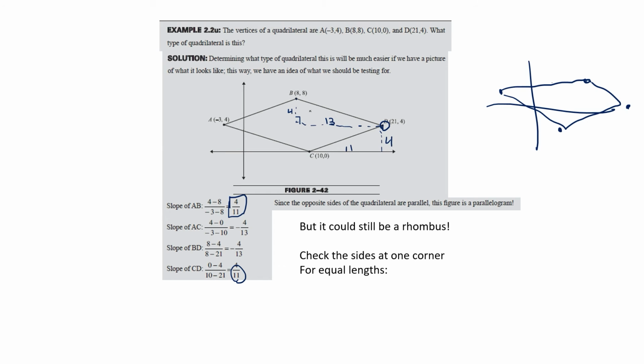So because these two side lengths are 4 and this is 13 and 11, we can tell that these lengths are not going to be the same. If these were all unique numbers, you would probably need to check just to make sure, because they could be the same. But we know because there's 4 and 4, 13, 11, they can't be the same. So it is a parallelogram only, not a rhombus.